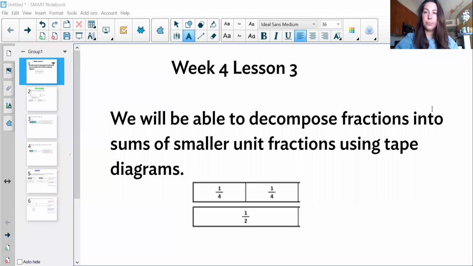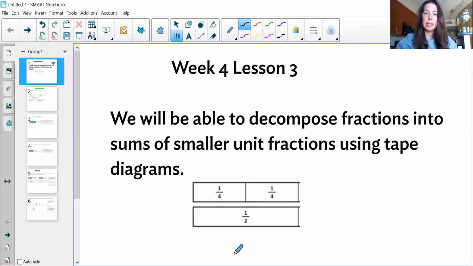All right, so for lesson 3, we're going to be able to decompose fractions into the sum of smaller unit fractions using a tape diagram. So we're taking a unit fraction such as 1/2, and we're breaking it into 2 smaller unit fractions. So you can see here in my example, I have 1/2 is equal to 2/4. They take up the same amount of space. So I'm taking one larger unit fraction and breaking it into 2 smaller unit fractions. And this makes an equivalent fraction.